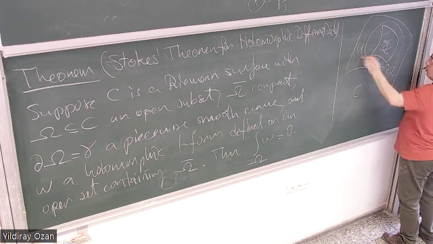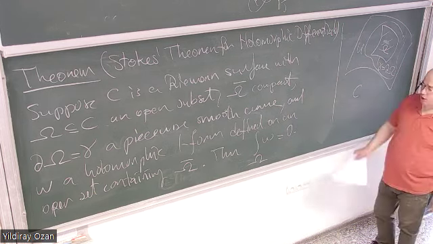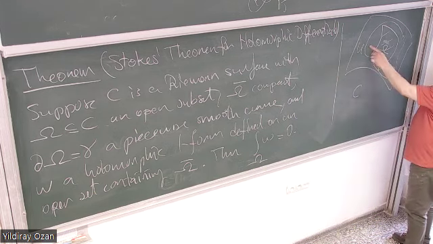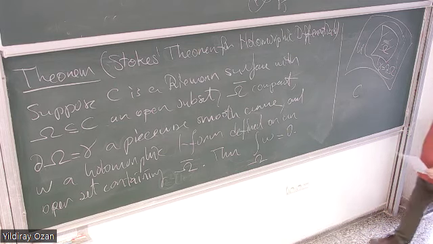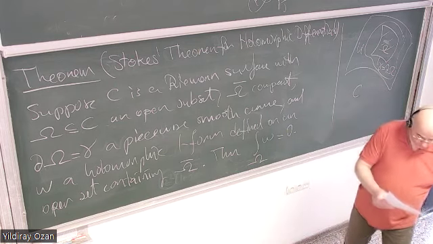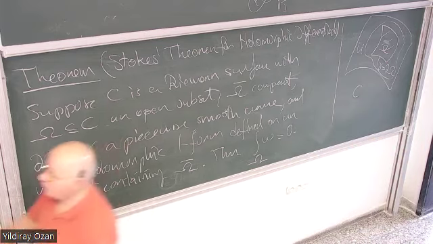U, and our differential form is defined on this open set. Okay. Now let's see why the integral is zero.